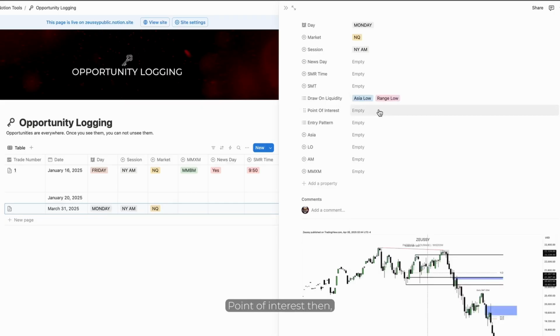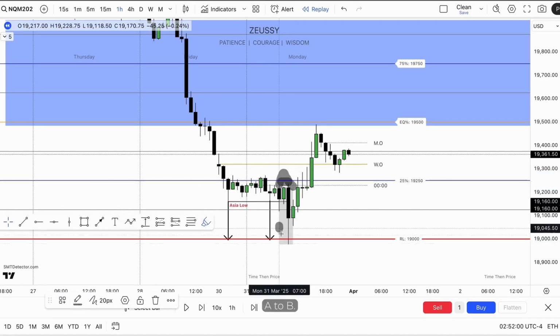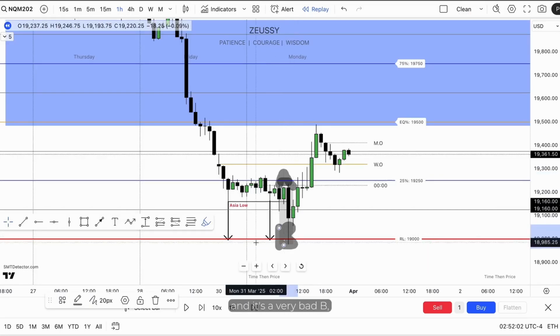Point of interest then, well, the point of interest when we pay attention to this delivery right here is what? Do you see this 19,250 price level? Do you see 25% of this range? Do you see how the market opened up, went higher, and then eventually formed the high of London around that area? That right there shows you that this is the A to B which is taking place. That's a very bad A and a very bad B, but I'm using the wrong drawing tool for this. But that's the A to B.